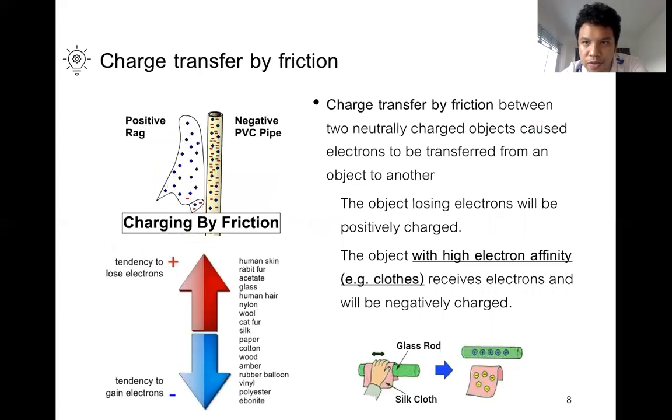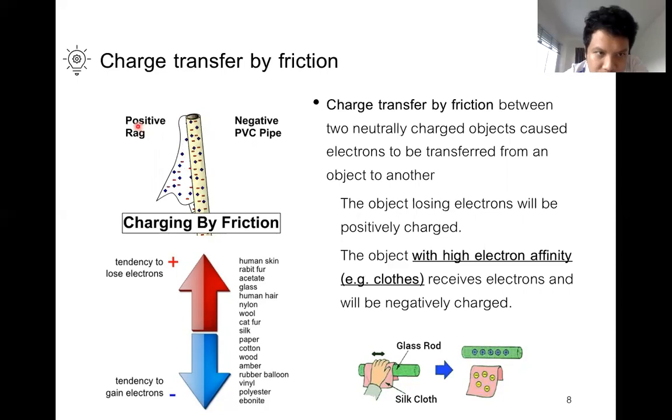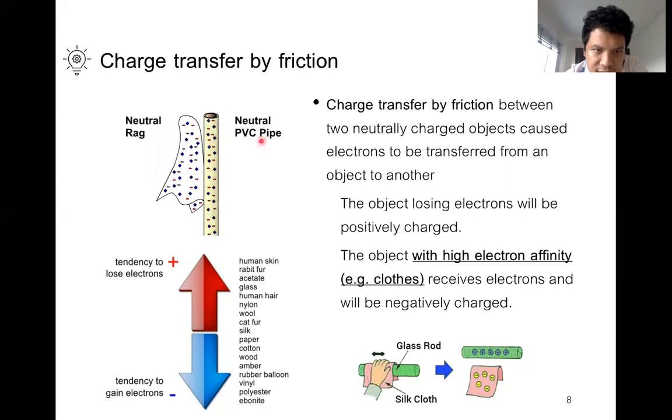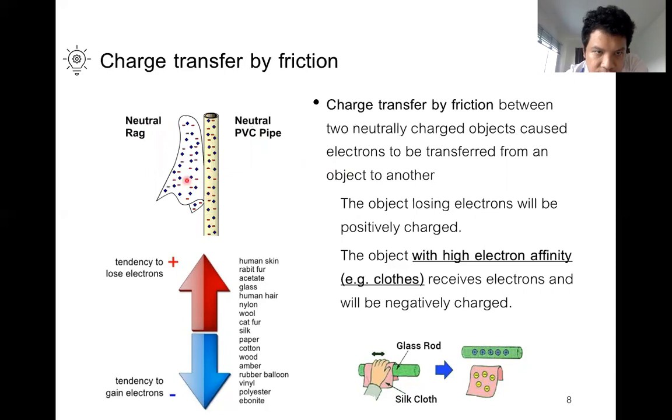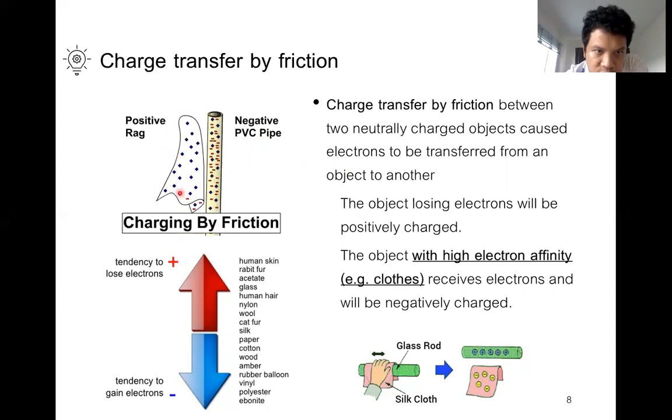Okay, and then charge transfer by friction. So we can try to rub two objects, such as if you rub the rag, the cloth, with the PVC. You can see that some of the negative charge will flow from the rag to the PVC, so that the rag has lost some electrons and becomes positive, and then the PVC will receive some electrons and become negative.